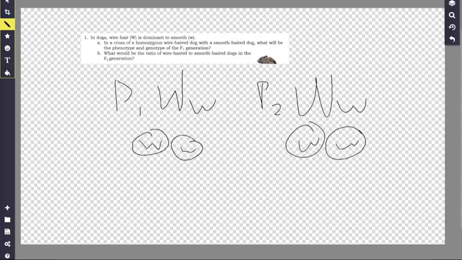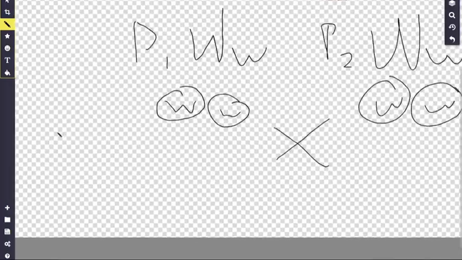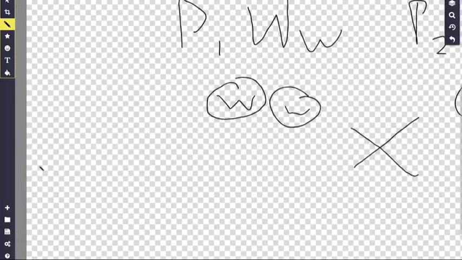So let's cross. Now this is where you fill up a square, and we usually refer to this as a Punnett square. We put P1 here, and we put P2 here.